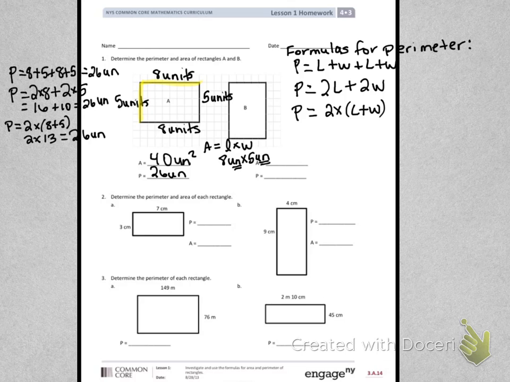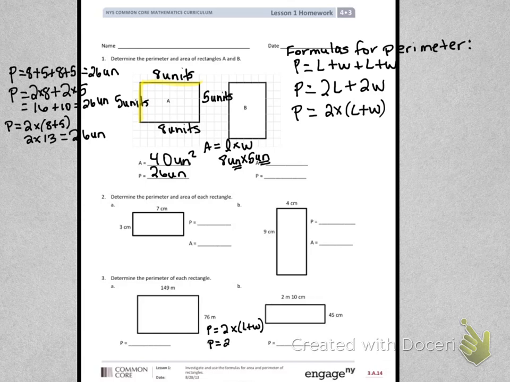Problem number 3. Determine the perimeter of each rectangle. From the formulas above, I'm going to use the third formula where the perimeter equals double the length plus width. So perimeter equals double the length plus width.